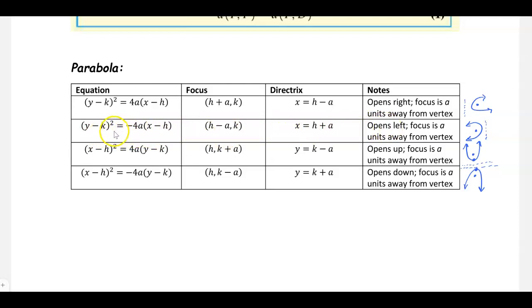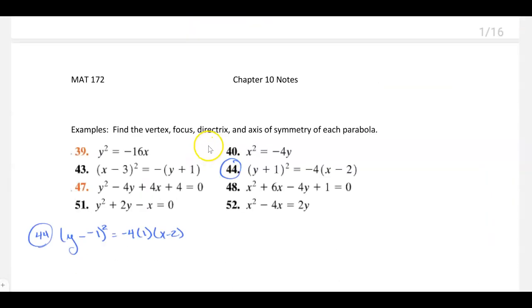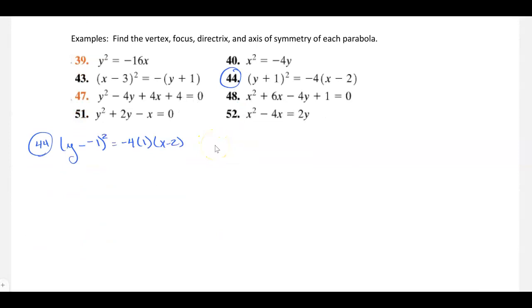Okay, so we know where the vertex is. It's going to be at H, K. We also know it's going to open left. So my vertex is at H, K. I'm going to draw a quick picture so I can see what's going on. So H, K, here's my vertex, opens left. It's going to look like this.